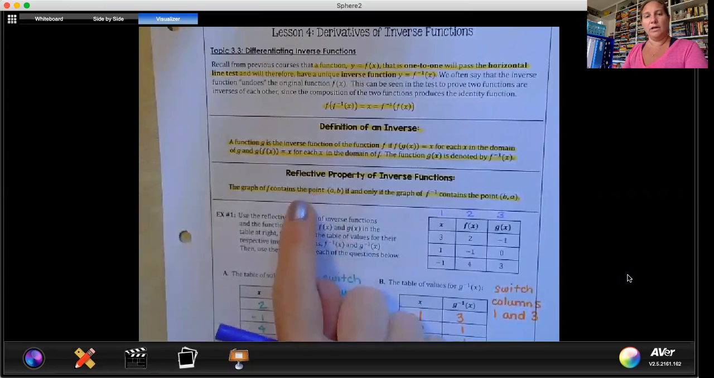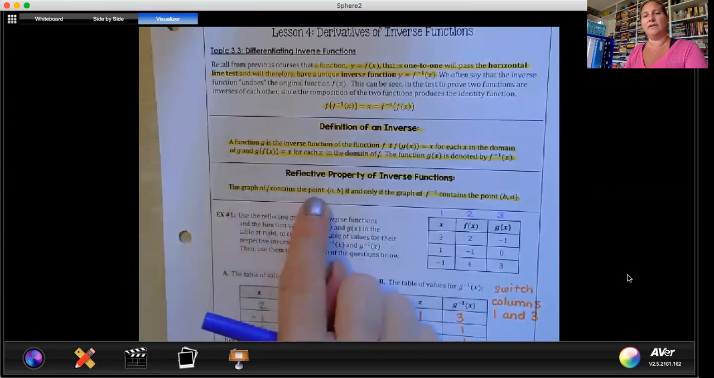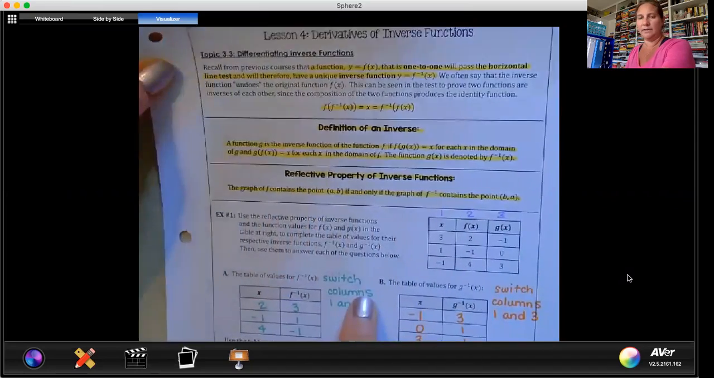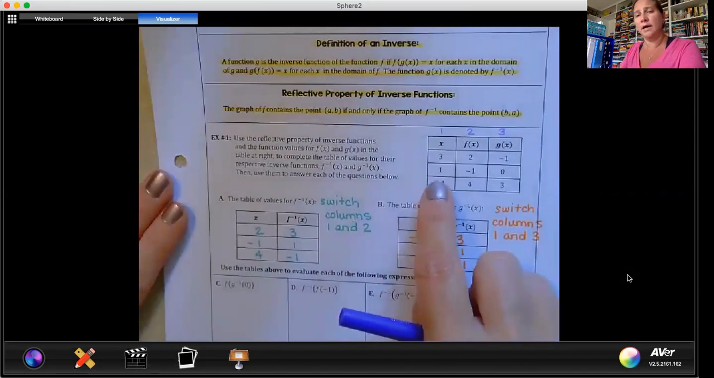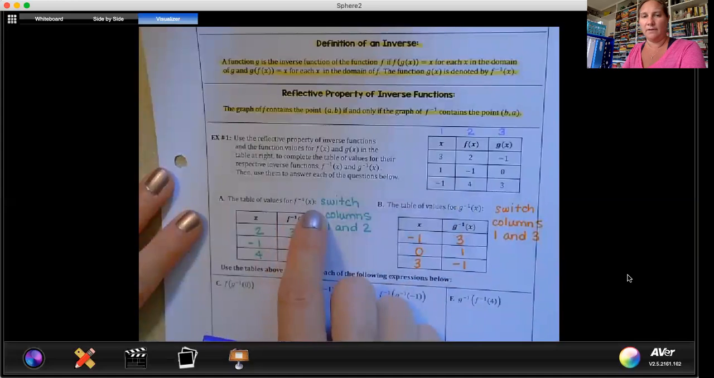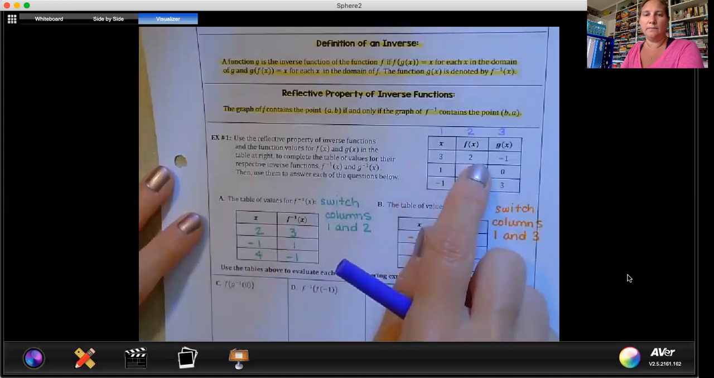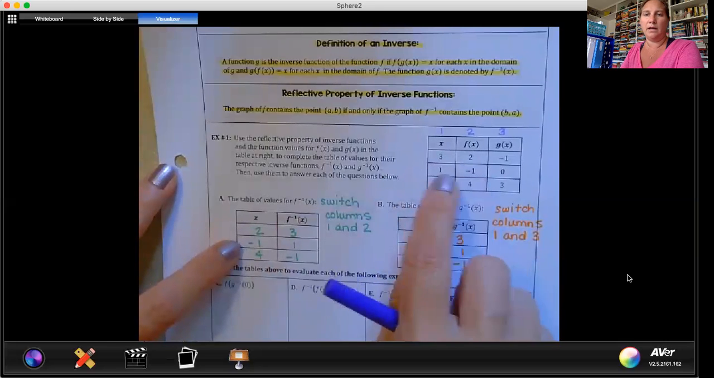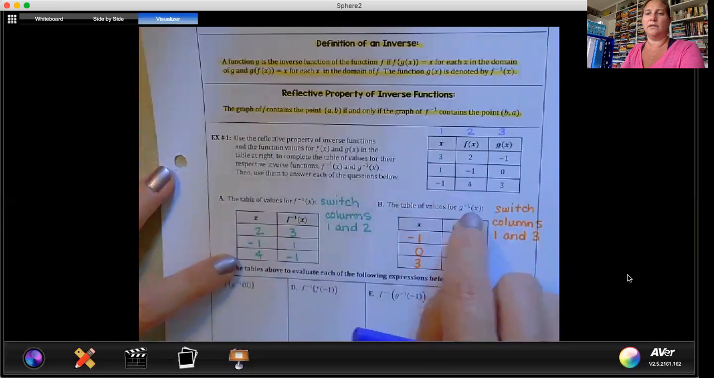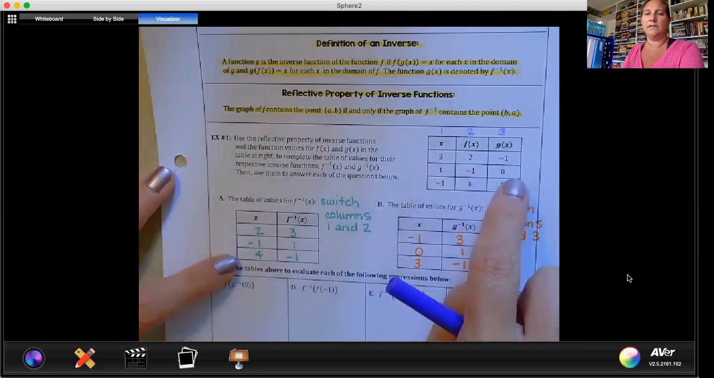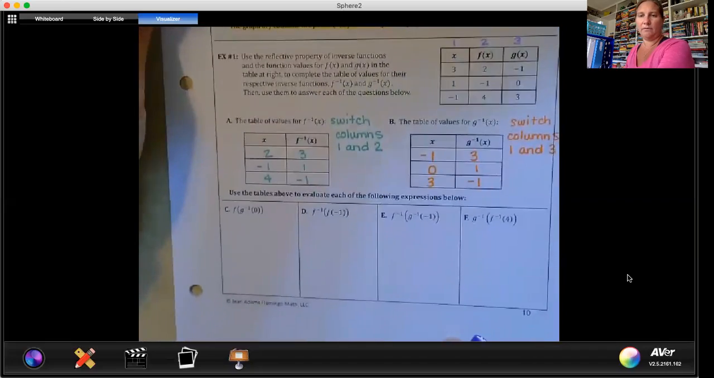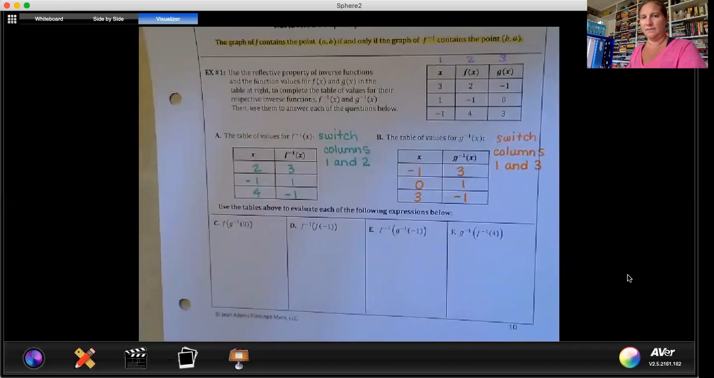So the main thing we're looking at here for example number 1 is the graph of f contains the point (a, b), and then the inverse contains the point (b, a). What we've done here is label our chart in columns 1, 2, and 3. For the inverse of f, f negative 1 of x, you would switch columns 1 and 2: (2, 3), (negative 1, 1), and (4, negative 1). For the inverse of g, you would switch columns 1 and 3: (negative 1, 3), (0, 1), and (3, negative 1). And now for C through F, we're going to use those charts to help us find our inverses.